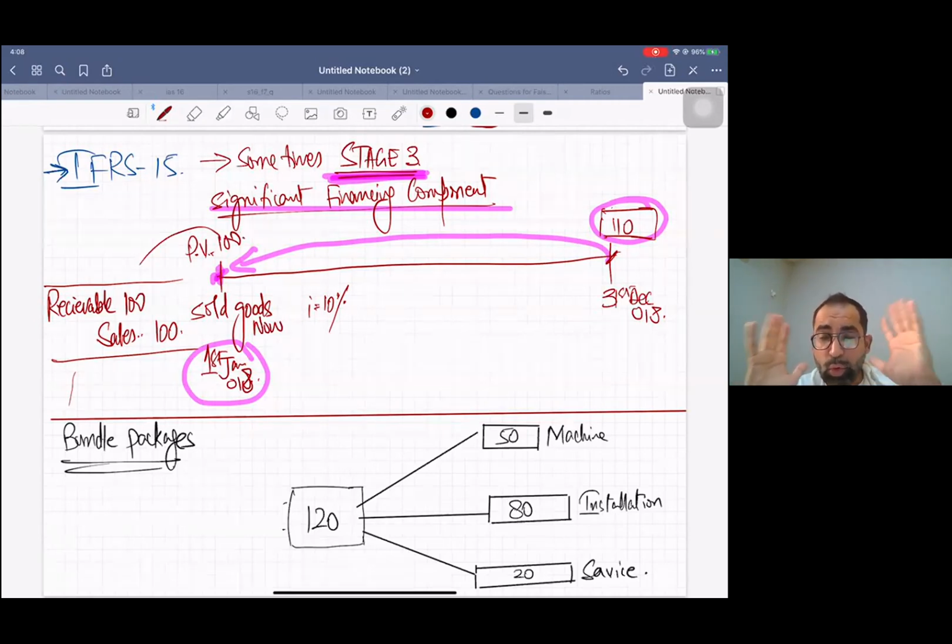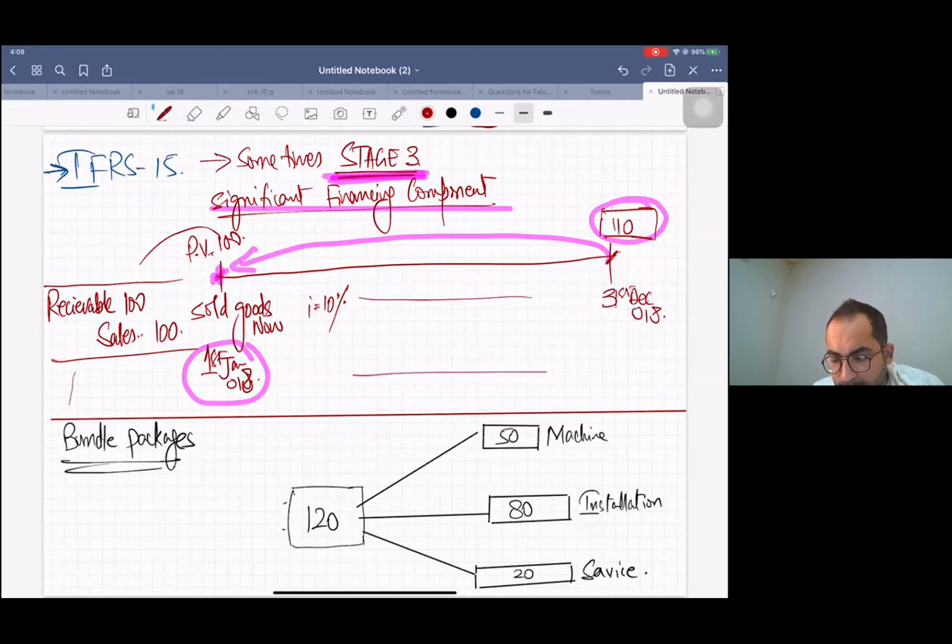Now open your eyes and use your brain. Whenever you do discounting, you need to do unwinding. The same interest rate we used for discounting is used to do unwinding. So 100 times 10% is 10. There will be interest income of 10, and you will increase the receivable.